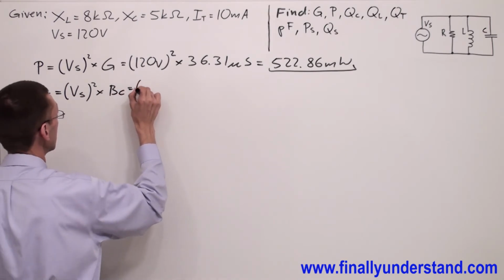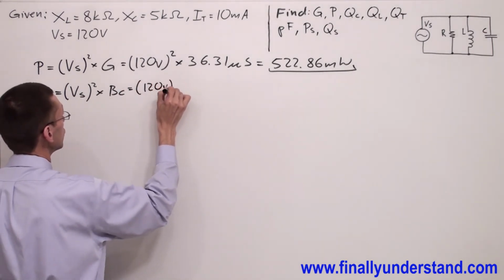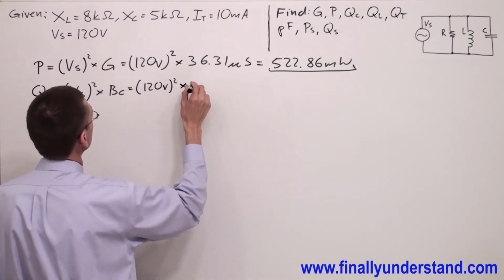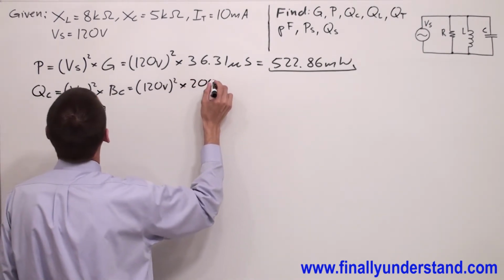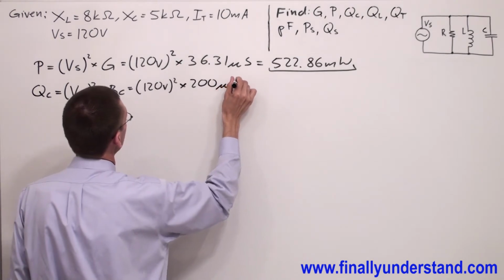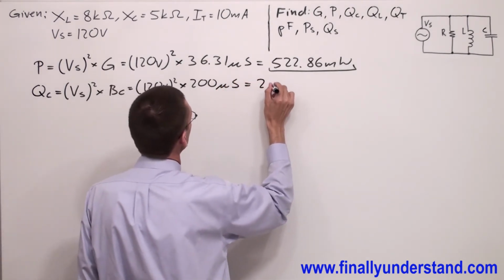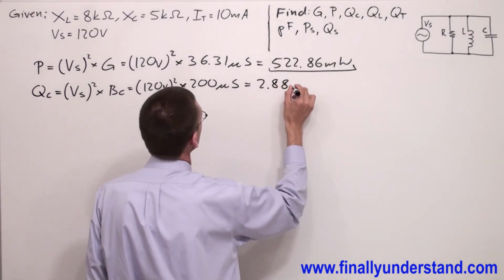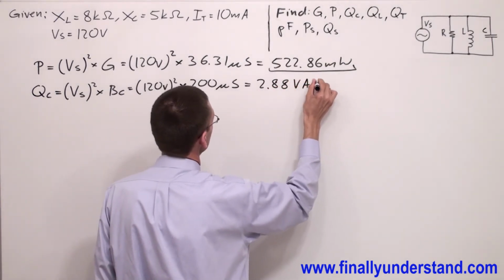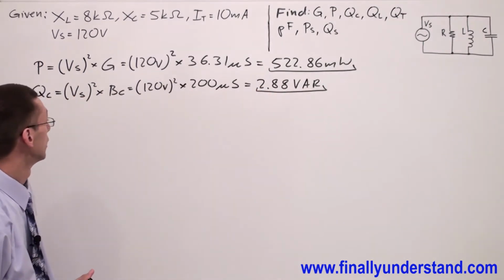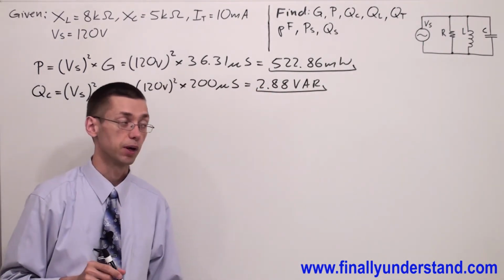This is equal to 120 volts raised to the second power times BC, 200 microsiemens. This is equal to 2.88 volt ampere reactive. Okay, so this is my reactive power at the capacitor.